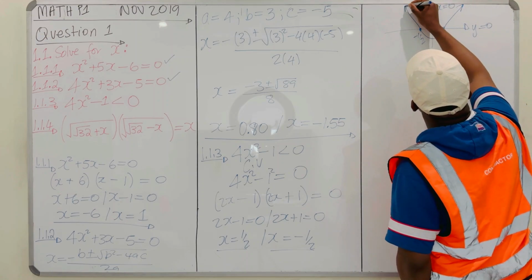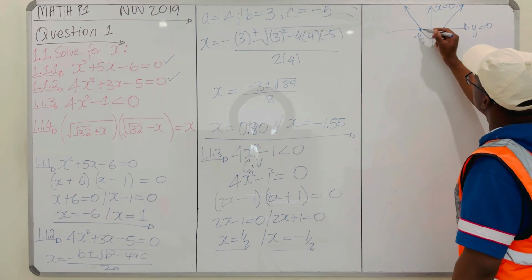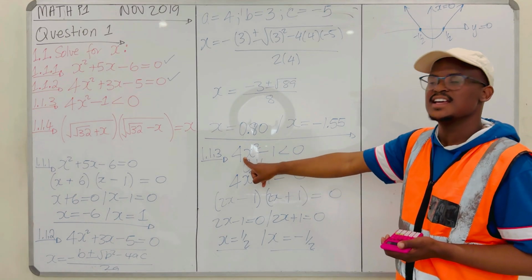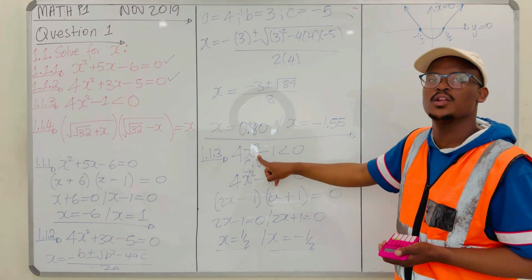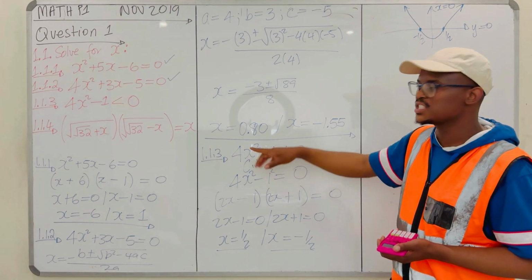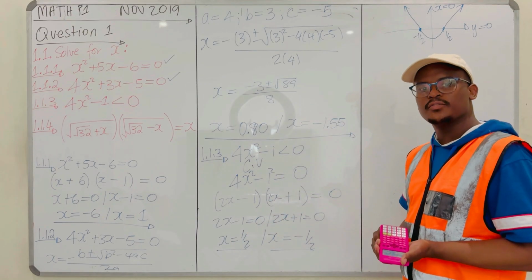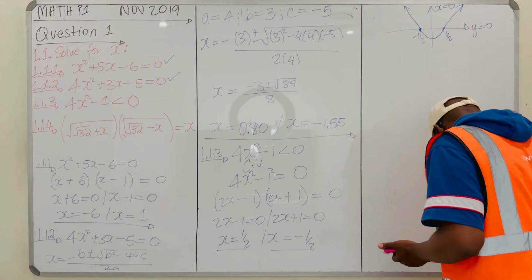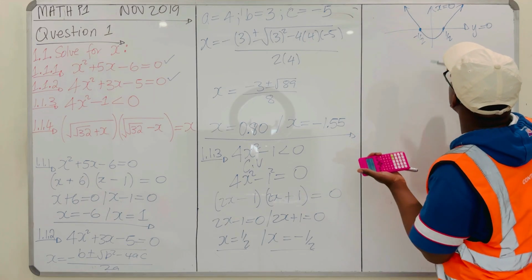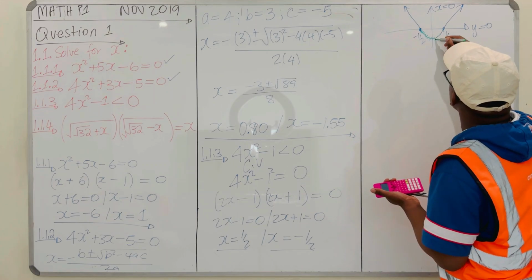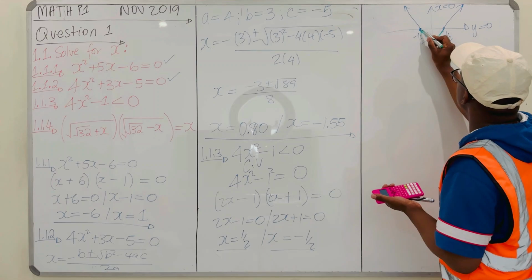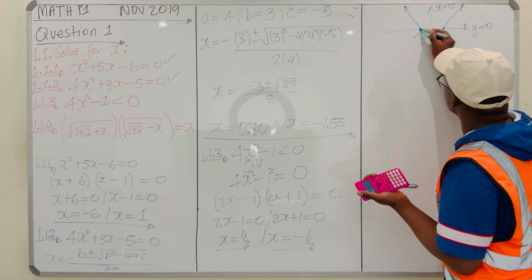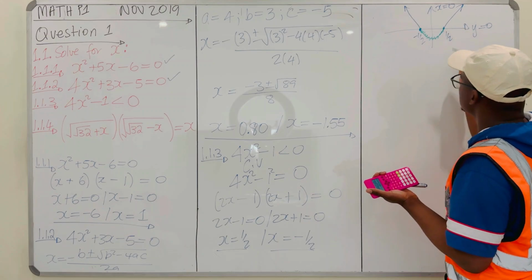Here we go, we've drawn it. They're asking for the values of x where the function is less than 0, which is where the function is below 0, which is below the x-axis. Where is your function below the x-axis? Here, you can see. Between this point and this point it is below the x-axis. At this point it is exactly at the x-axis, and at this point it is exactly at the x-axis.